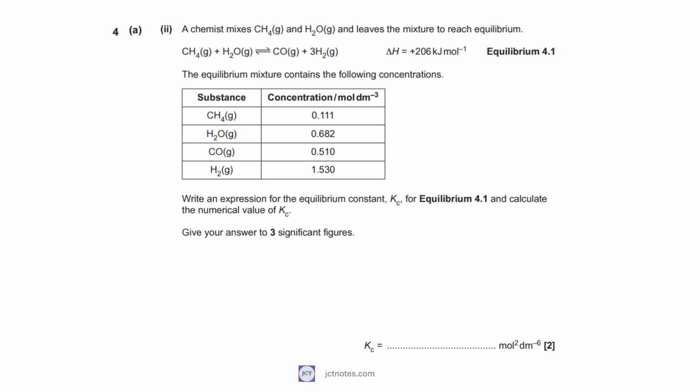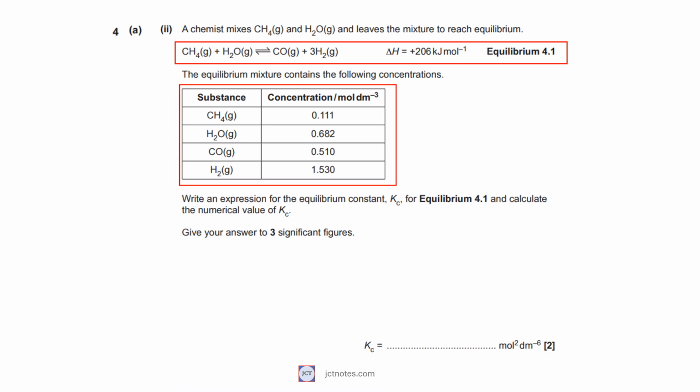In the second question of Part 4a, we are given the reaction of methane with hydrogen and the concentrations in equilibrium. With the concentrations in equilibrium provided in the table, we are asked to calculate the equilibrium constant to 3 significant figures. We just need to replace in the equation of the equilibrium constant the values given in the table. I get 24.149. Rounded to 3 significant figures, it is 24.1.